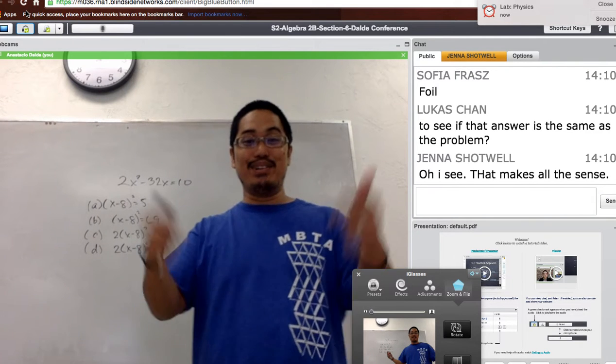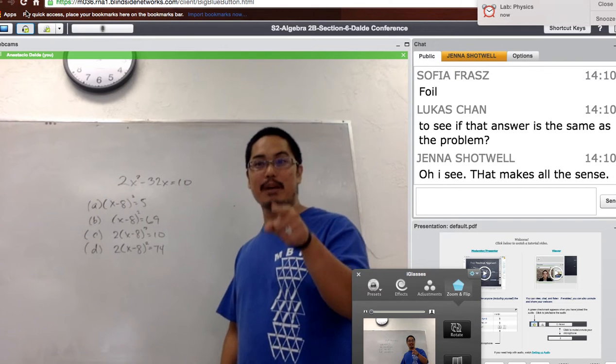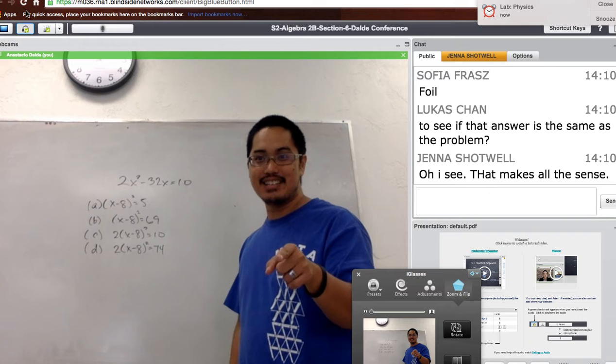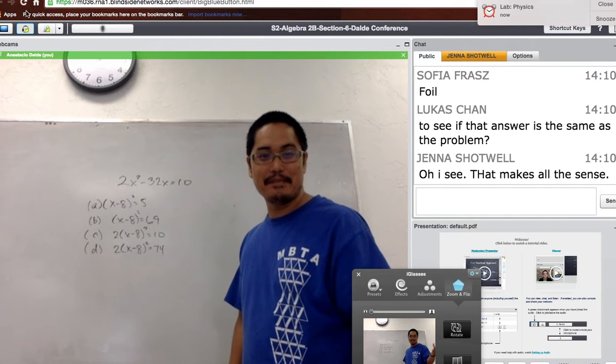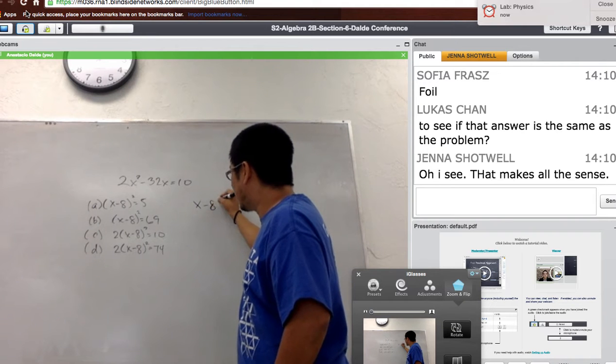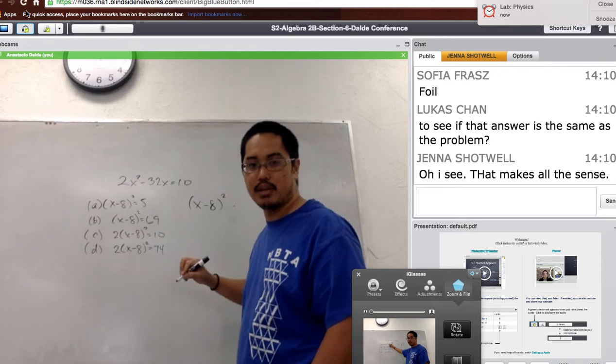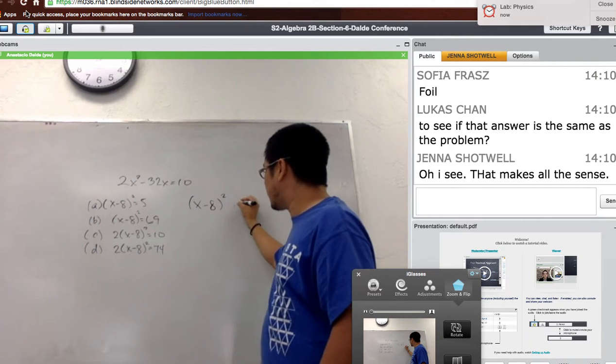So, completing the square: all you've got to do is say, no, I hate completing the square, but I can foil like a beast. That's what you need to do. Foil. All right. I'm going to do the first one. Ready? X minus 8 squared equals 5.